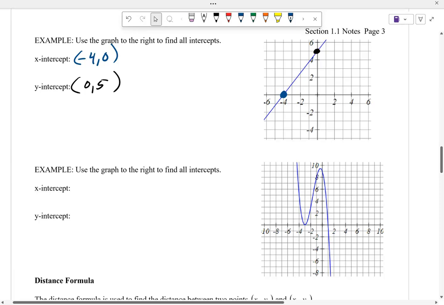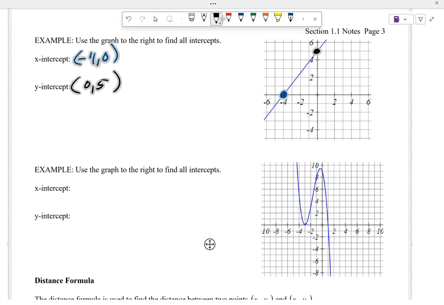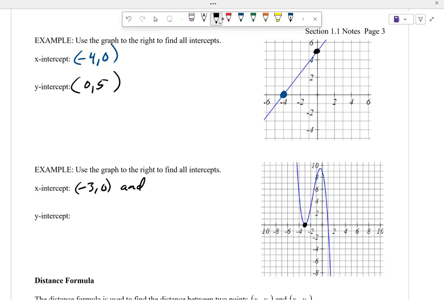This curve looks like a little cubic curve. We'll talk about those later in the course, but it looks like a couple x-intercepts. Right here, it's just barely touching that, -3, 0. So it has an x-intercept of -3 and 1. Right, so it has 2 x-intercepts there, -3 and 1.